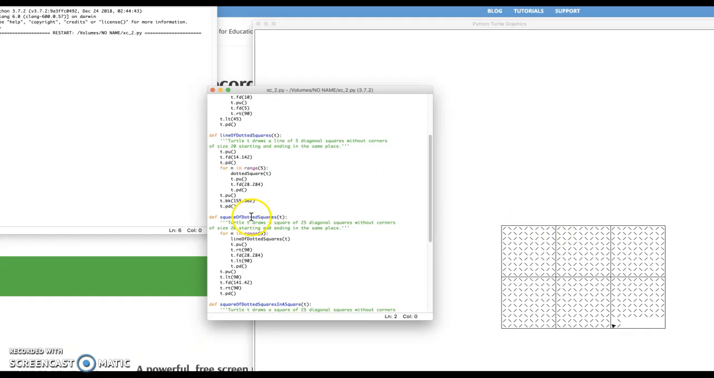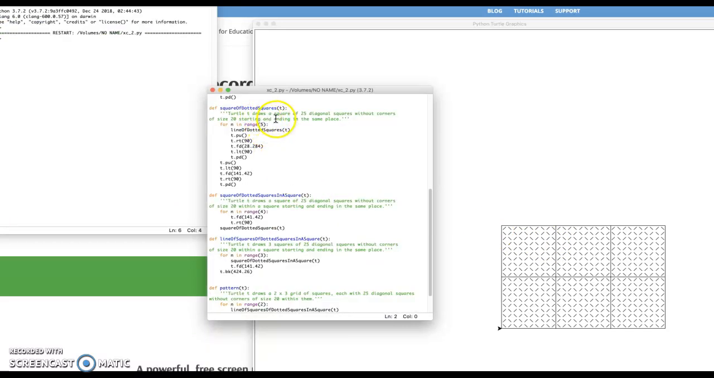And the turtle moves forward at the beginning so that it starts the square ahead of the place where the turtle starts. That way, the left side of the square won't go over the edge of the bigger square.